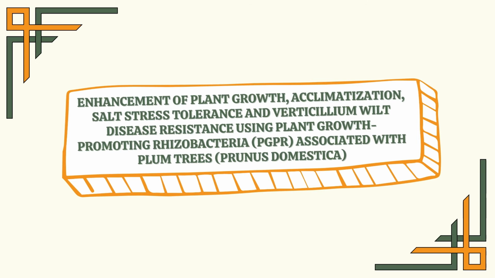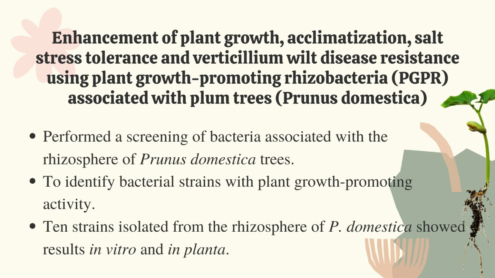Enhancement of plant growth acclimatization, salt stress tolerance, and Verticillium wilt disease resistance using plant growth promoting rhizobacteria, PGPR, associated with plum trees, Prunus domestica. This study performed a screening of bacteria associated with the rhizosphere of Prunus domestica trees to identify bacterial strains with plant growth promoting activity. 10 strains isolated from the rhizosphere of Prunus domestica showed multiple in vitro plant growth promoting activities and in planta.